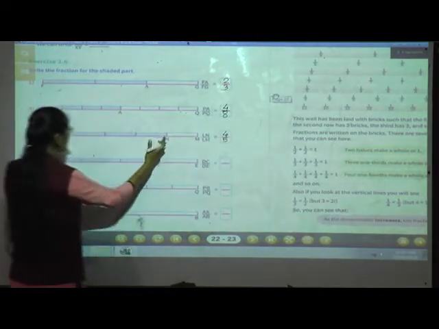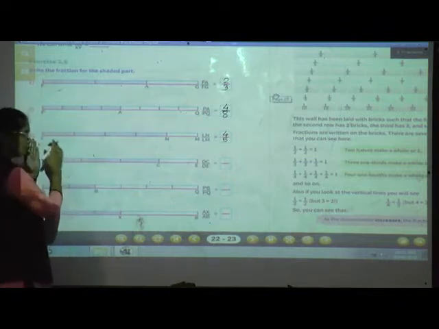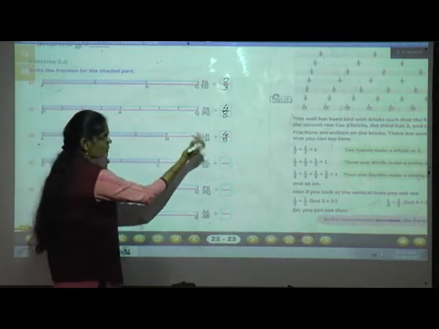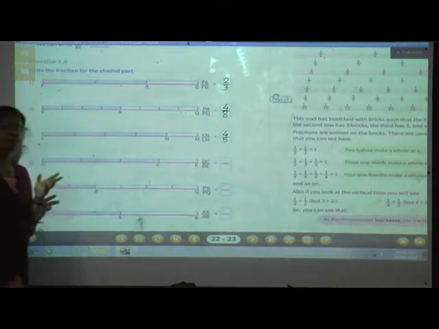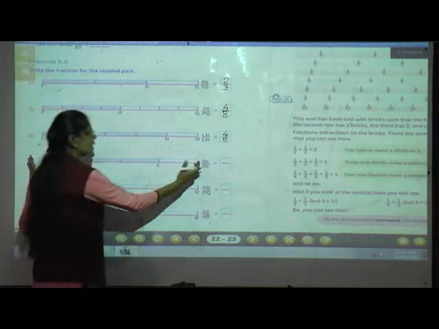So LN is equal to what? 4. LN means what? Shaded part. Okay, and how many parts are shaded? 4. So the fraction is 4 by 5.